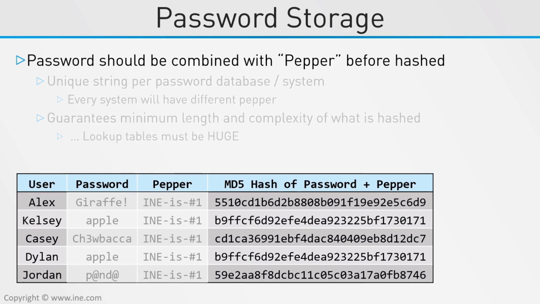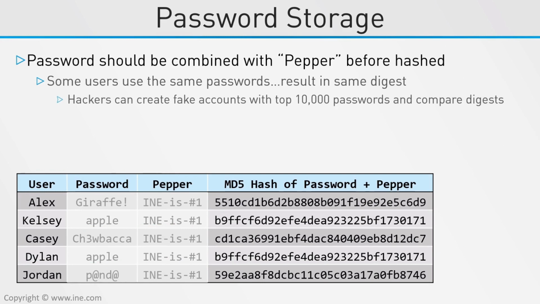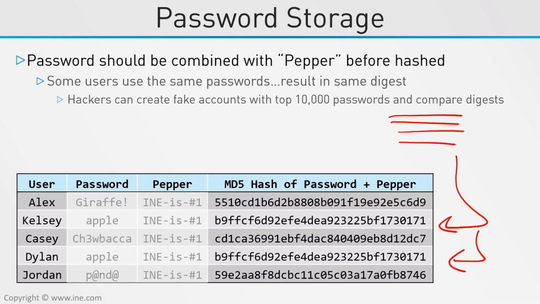But again, that isn't the entire story. Notice our users Kelsey and Dylan use the same password. Well, if the same password was combined with the same pepper, then the same digest is going to result in the passwords file. There are stories of hackers creating thousands and thousands of accounts using, say, the top 10,000 passwords list, and then compromising the passwords file. Then all they have to do is find which of the digests of their fake accounts match which of the digests your users use. They're not going to be able to compromise the passwords for every single one of your users, but there's a good chance that they'll find a lot of similar digests for some of your users that happen to be using a password in the top 10,000 passwords list.